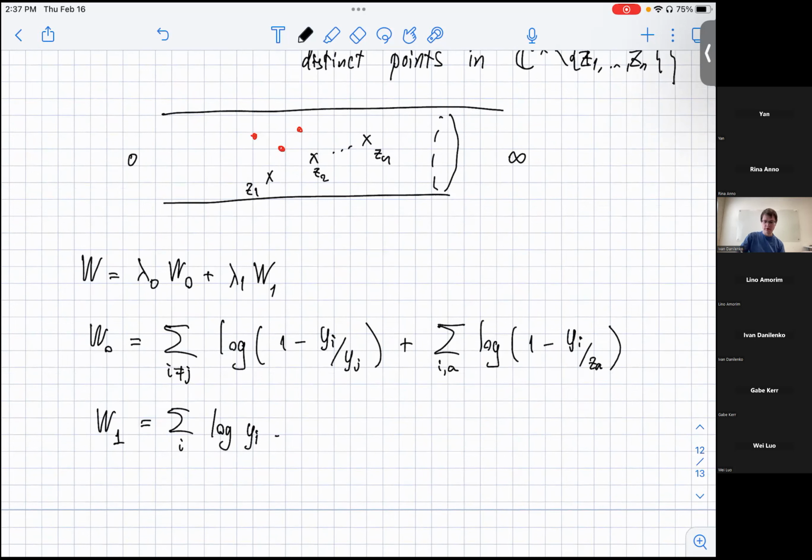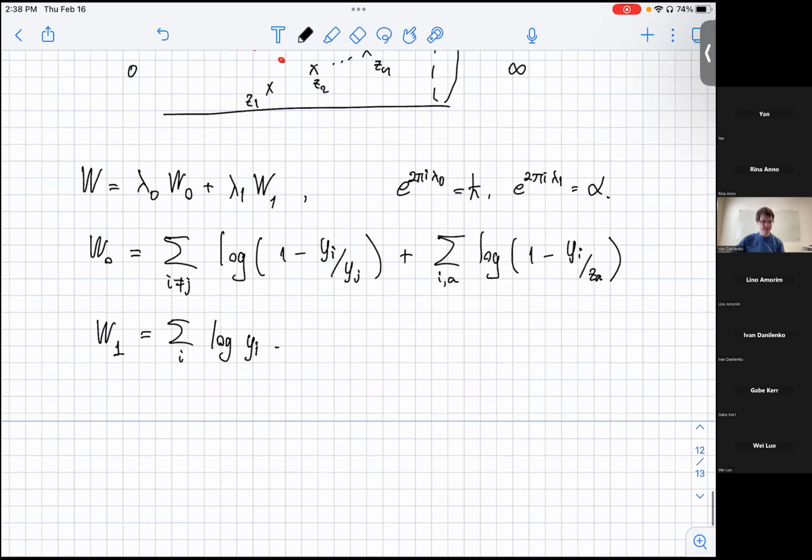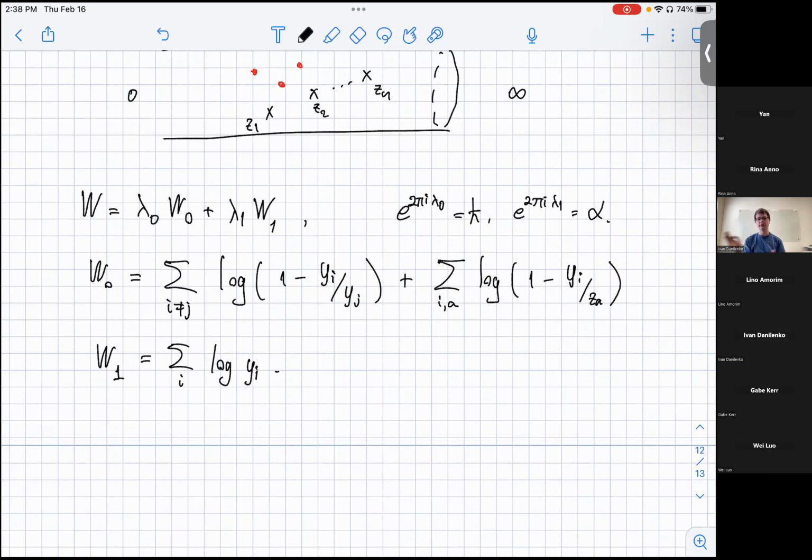So we see two parameters that are here, and these are exactly the mirrors of characters of the torus. So to compare, I will write that e to the 2 pi i lambda 0 is alpha, and e to the h bar, this is h bar. And e to the 2 pi i lambda 1 is the character of A. Okay, so we have an identification of parameters here.